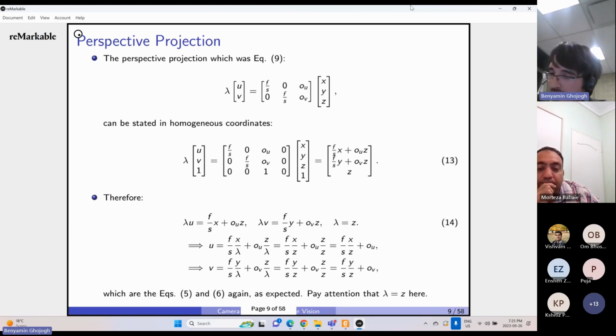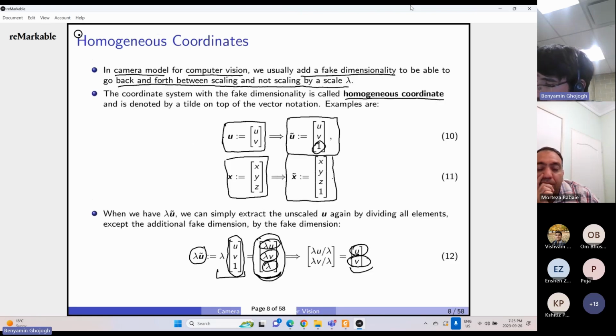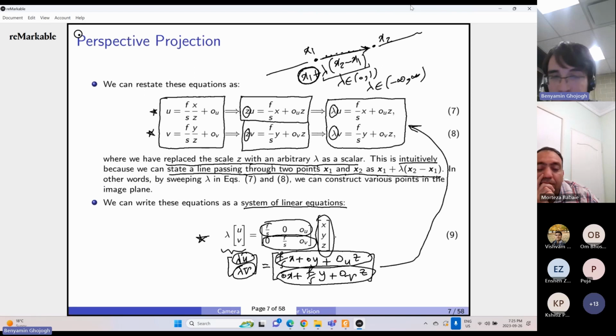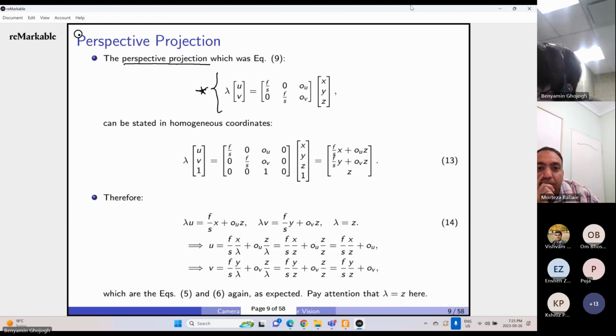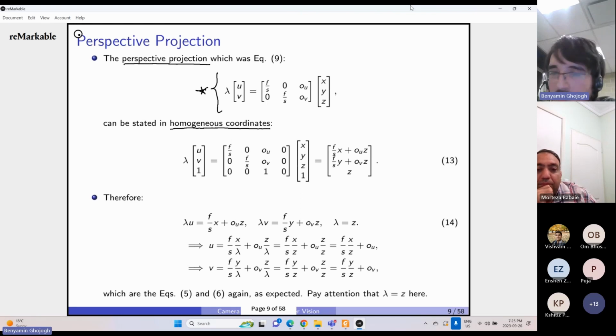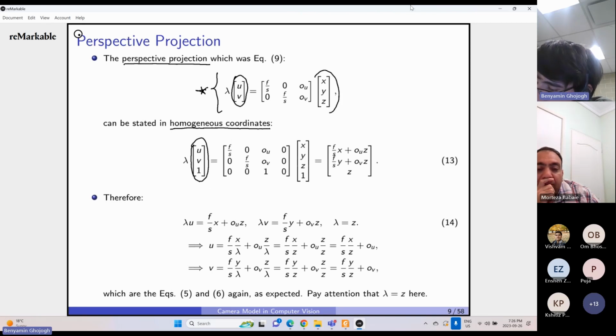Okay. So do you remember the perspective projection which we saw in equation 9? It was this, right? If you don't remember, let me go back to equation 9 for you to remember. This was equation 9. We derived that, and so I'm repeating it here. Now let's state it in homogeneous coordinates. So these are Cartesian coordinates. Let's represent them in homogeneous coordinates. So u and v, I replace by u, v, and 1. Also x, y, and z by x, y, z, and 1, right?